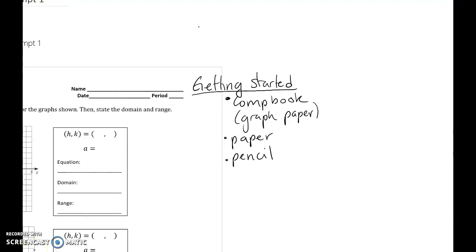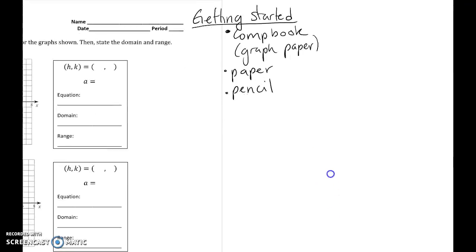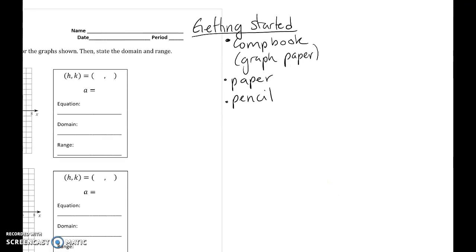In this video, we're going to be reviewing parent graphs and their transformations. To get started, what you'll need is your comp book with some graph paper, a pencil, and if you don't have your comp book with you, just some sort of paper. It could be lined paper or blank paper, somewhere where you can write. Ideally, it is graph paper.